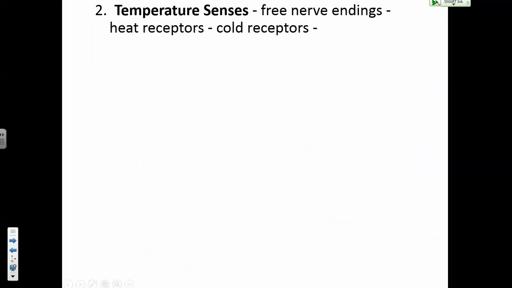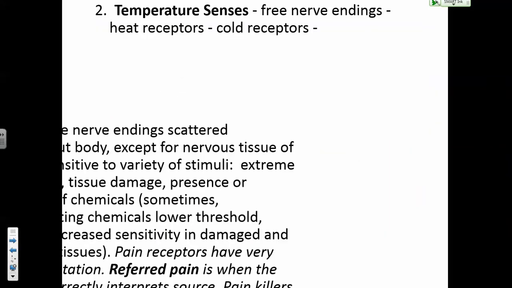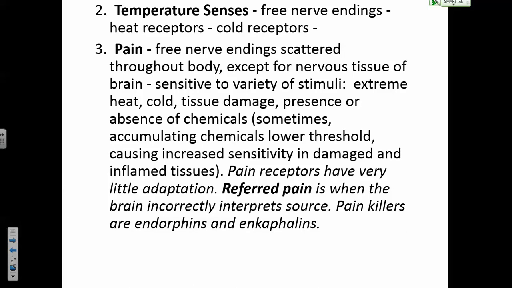Okay. Then our temperature senses, those are just some free nerve endings, and I mentioned earlier, some of them are activated by temperatures above 98.6 degrees Fahrenheit. Those would be hot receptors, and the cold receptors would be below. And then pain receptors, they're also free nerve endings, and they're pretty much everywhere except within the brain.